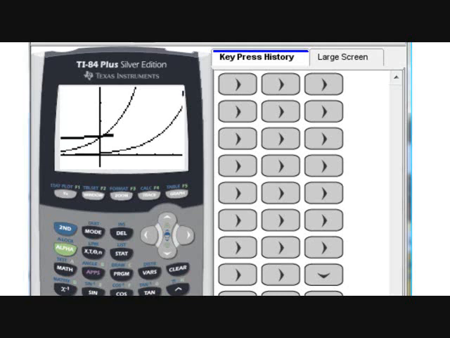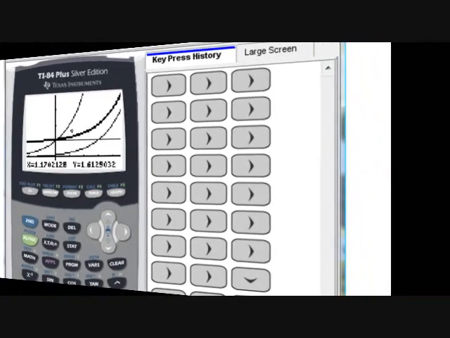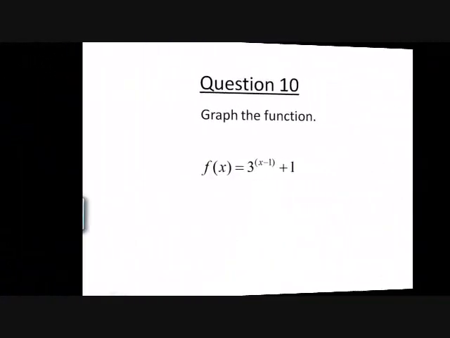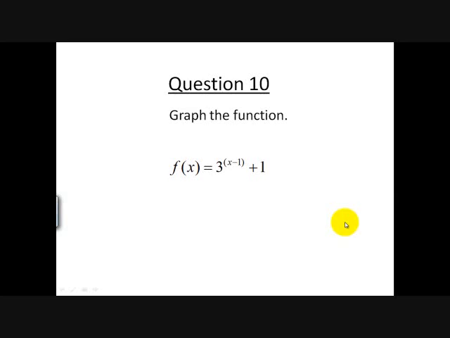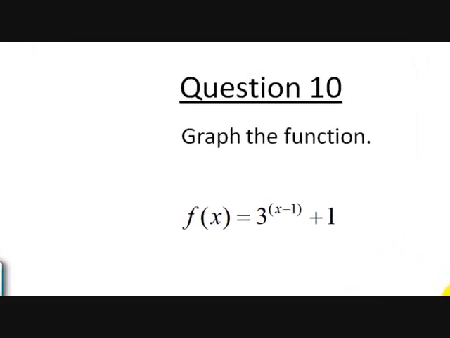Now, this is your vertical shift. And finally, the asymptote. Okay, question 10 is the same. Graph the exponential function f(x) = 3^(x-1) + 1.